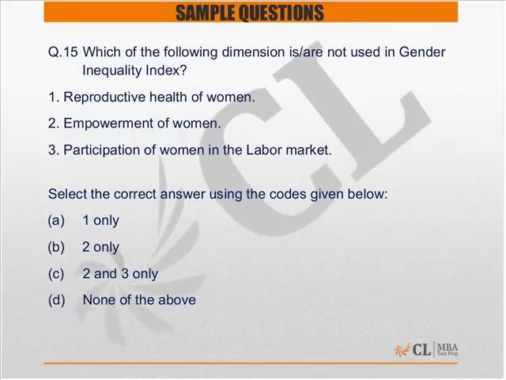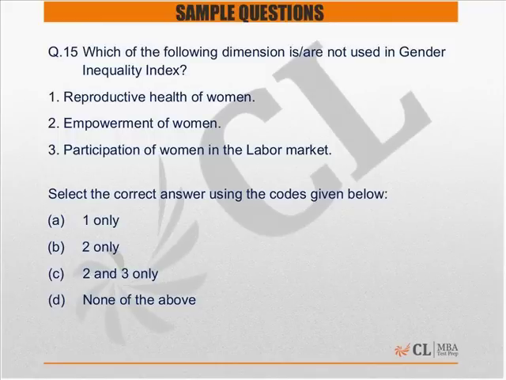Which of the following dimensions is not used in the gender inequality index? Gender inequality, reproductive health of women, empowerment of women, participation of women in labor market. Not used in the gender inequality index. Yes, friends, any answer for this question? Arjit says that reproductive health of women is not calculated while we calculate GII.